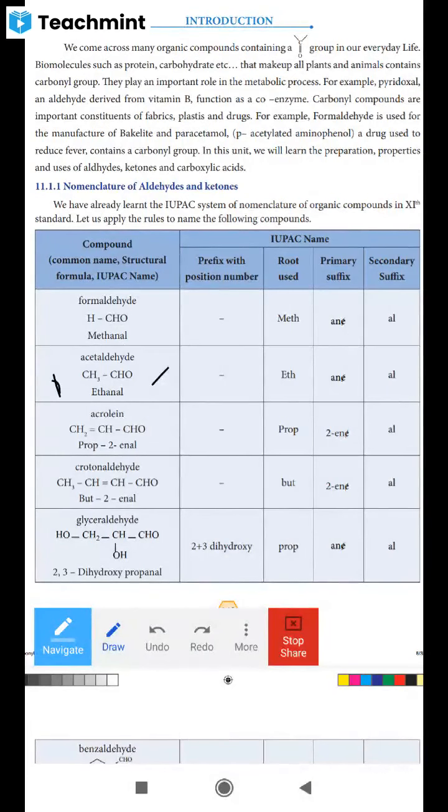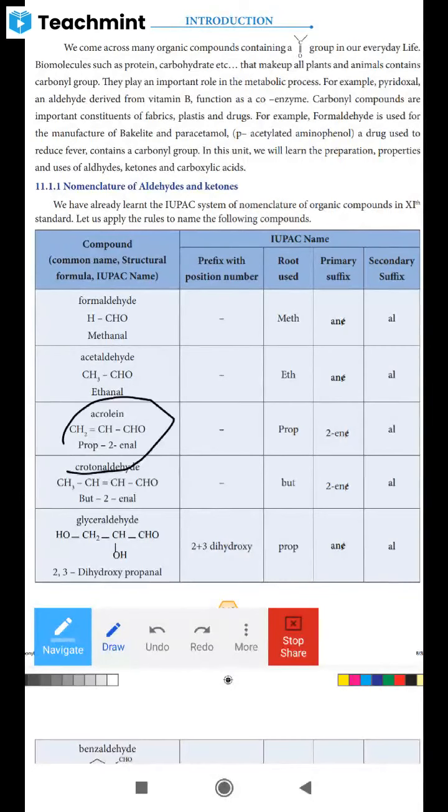Okay, this is first R, that is methyl, methyl. Or methyl, CH3, CH2. So common name is acetaldehyde, IUPAC name is ethanal. Like this. See, if I ask about this double bond: if a double bond is there, you cannot take it as part of R.